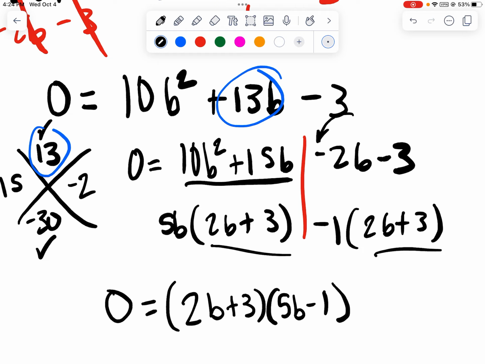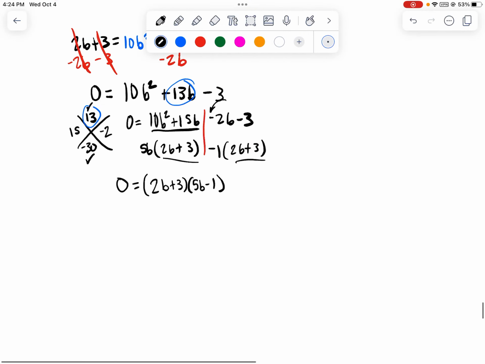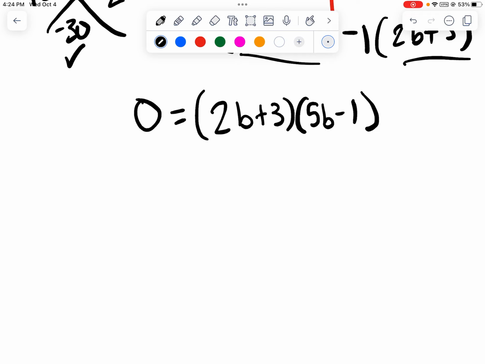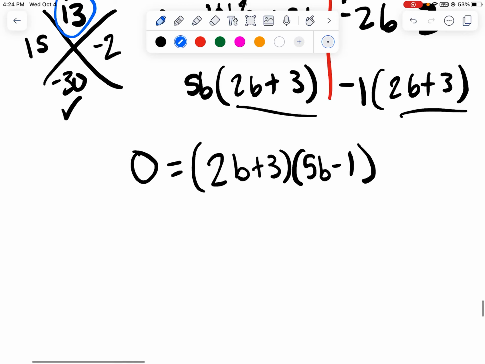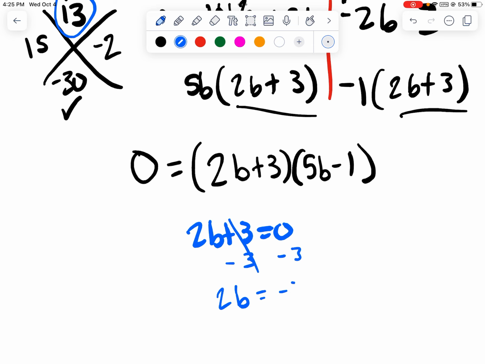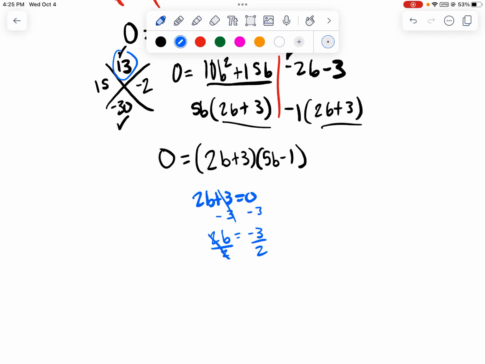This is still an equation, still equals 0. Now it's factored. Huzzah! And we're solving by factoring. Once we get it to this step, the idea is that now we have two things multiplied to 0. Either the first thing is 0 or the second thing is 0. If my first thing is 0, we'd start by subtracting 3 from both sides, so we have 2b equals negative 3. Divide by 2. Your goal is to solve for b, b equals a number, and you're not done until you get that. So b equals negative 3 halves.